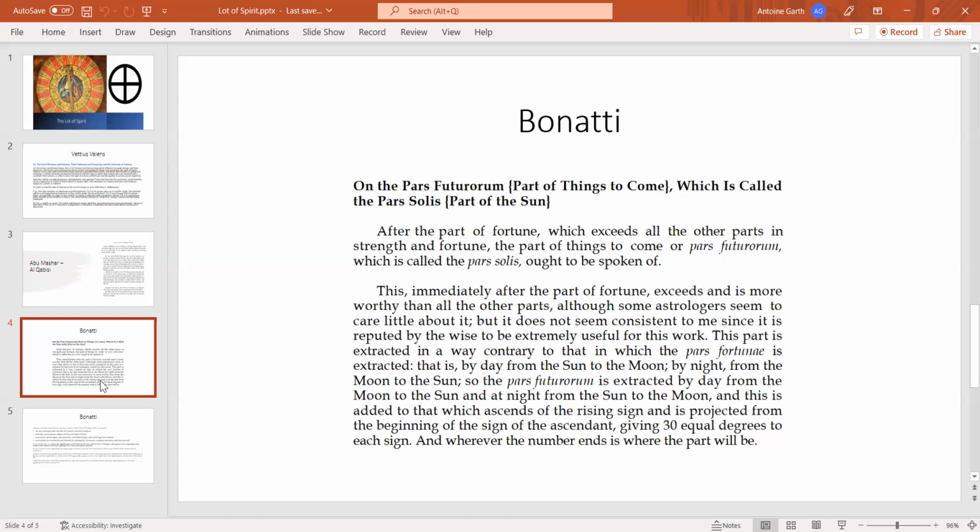So after the part of fortune, this is the most important. This, immediately after the part of fortune, exceeds and is more worthy than all the other parts, although some astrologers seem to care little about it. But that does not seem consistent to me, since it is reputed by the wise to be extremely useful for this work. This is what we are investigating today. All right, then he tells us how to find it.